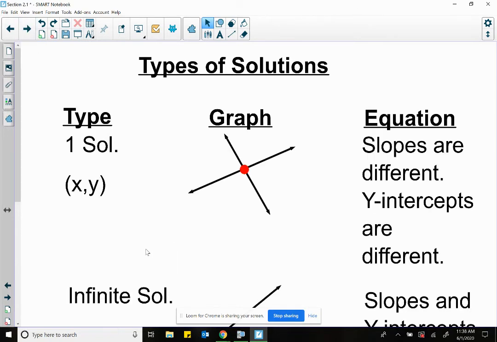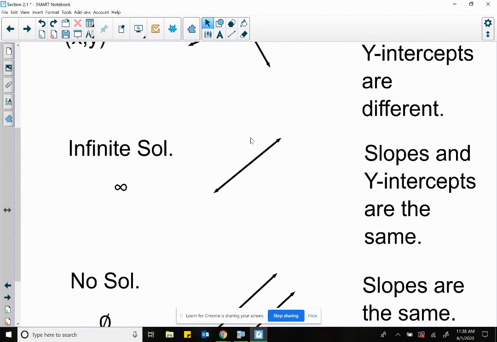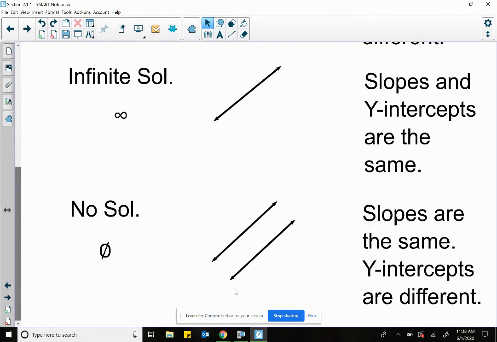Okay, other things that they're going to say are they're going to give you true and false questions. So an example of a true and false question would be: true or false, parallel lines have infinitely many solutions. And we know that's false, because if you look down here, here are my parallel lines. They have no solutions. So a majority of this is made up of that.